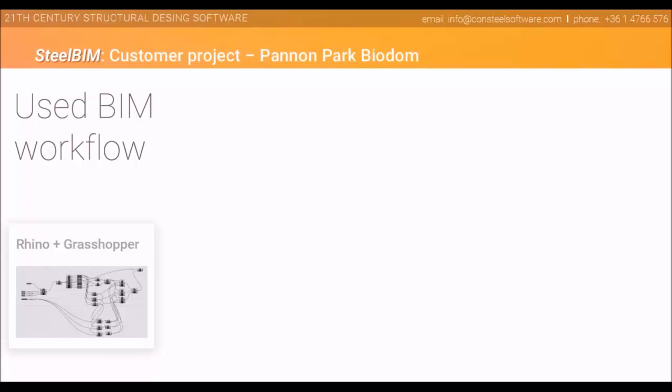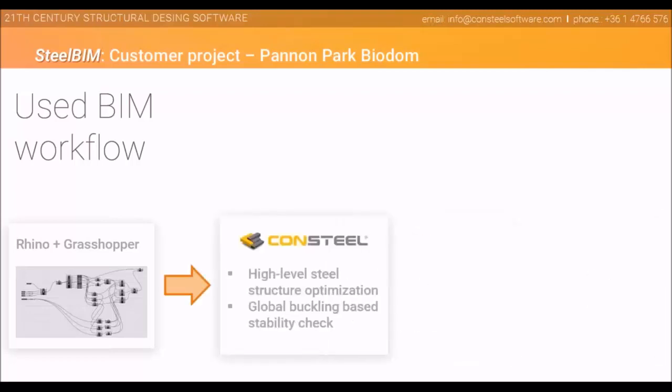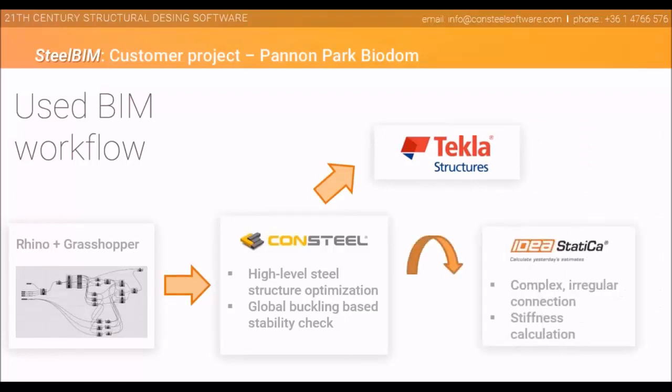The original structure mesh was created with a parametric Rhino and Grasshopper model, which was imported to ConSteel software. Preliminary design and section optimization was done in ConSteel and exported to Tekla for detailing. Meanwhile, the connections were identified based on the global ConSteel model and exported to IDEA StatiCa for connection design. The final connection stiffness were placed back to the global ConSteel model, and the final global buckling analysis and structural optimization were carried out with this final ConSteel model.